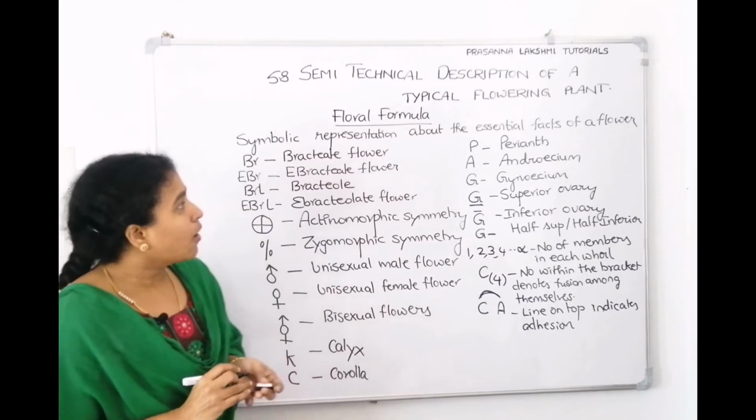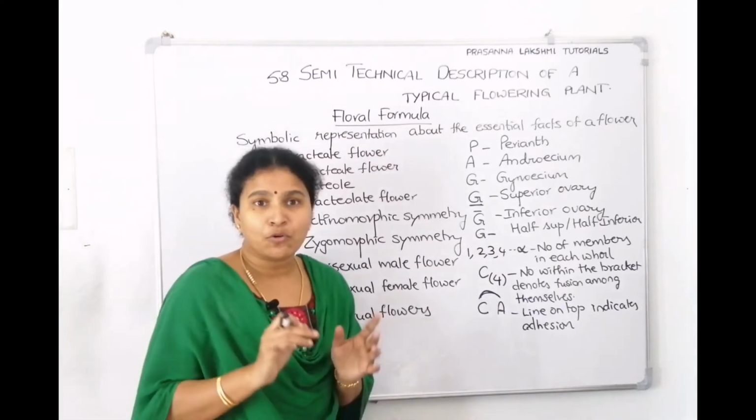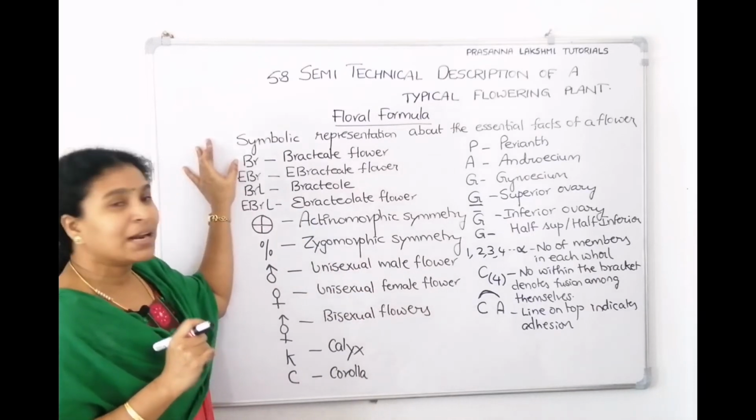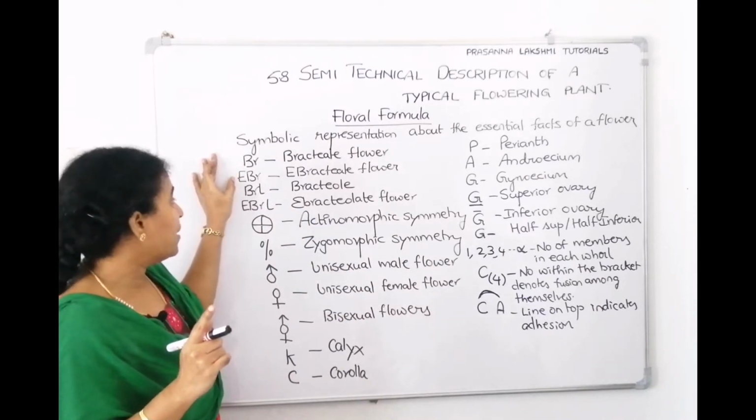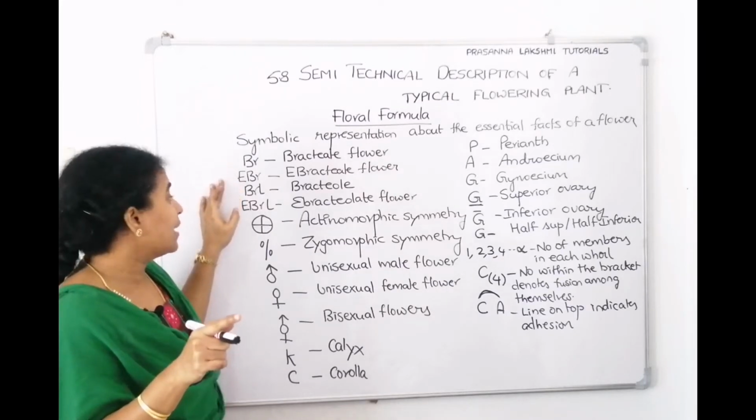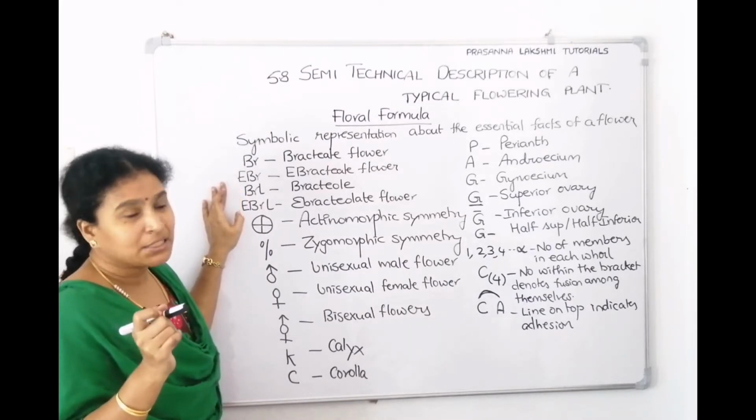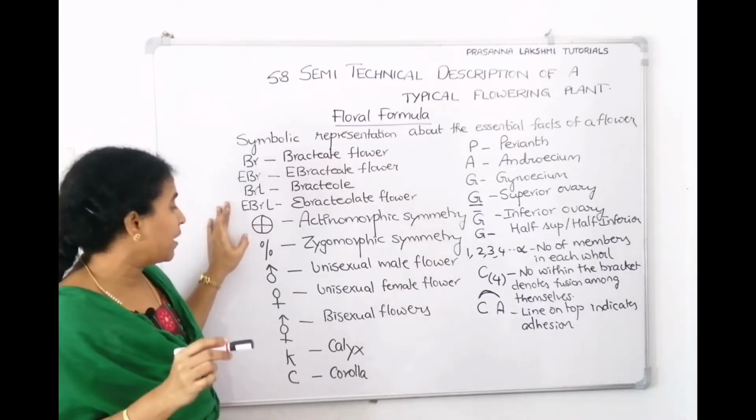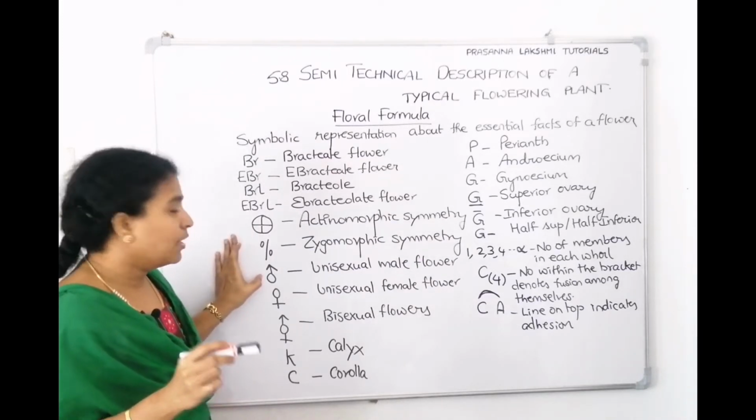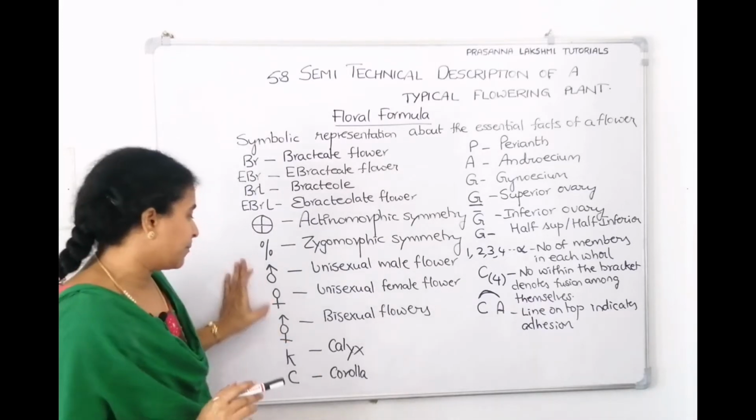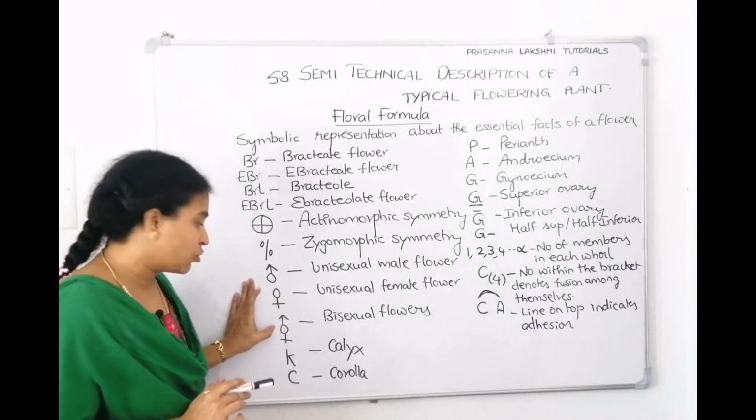So children, all these are the symbols which we are going to use while writing a floral formula. What are the symbols? Bract is there, BR. Bract not there, EBR. Bracteole is there, BRL. Bracteole is not there, EBRL. If it is radial symmetry, cross within a circle. If it is zygomorphic, one plane symmetry, percentage symbol. This symbol for staminate flowers, this symbol for pistillate flowers, and this symbol for hermaphrodite, bisexual flowers.